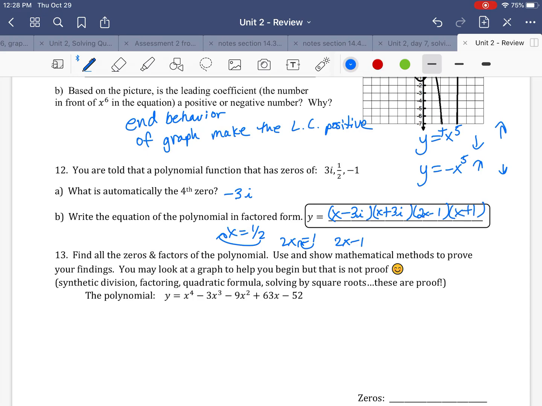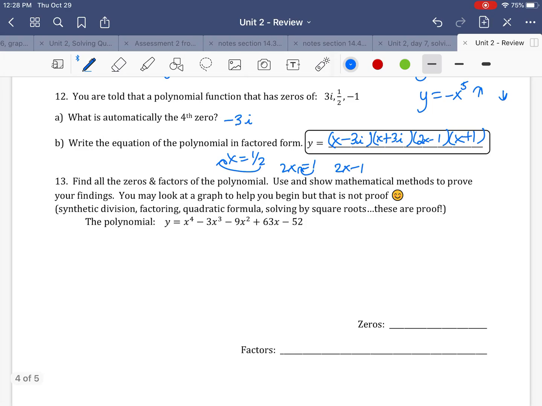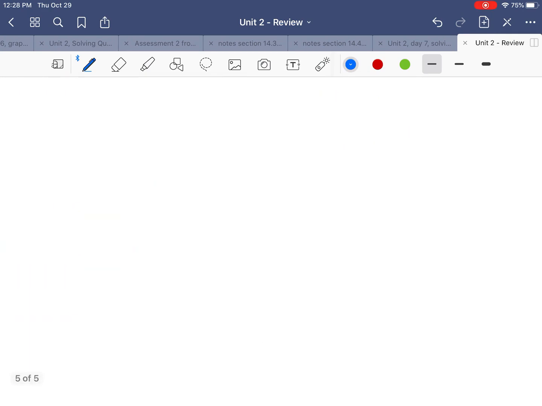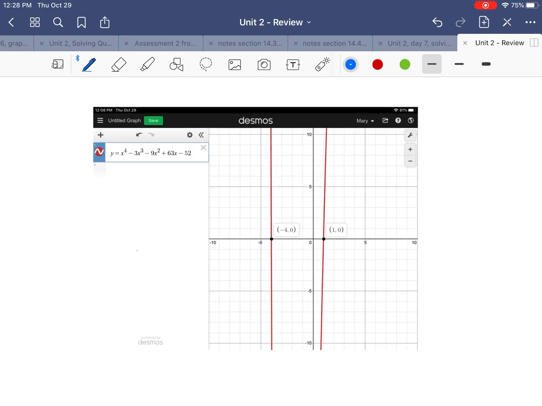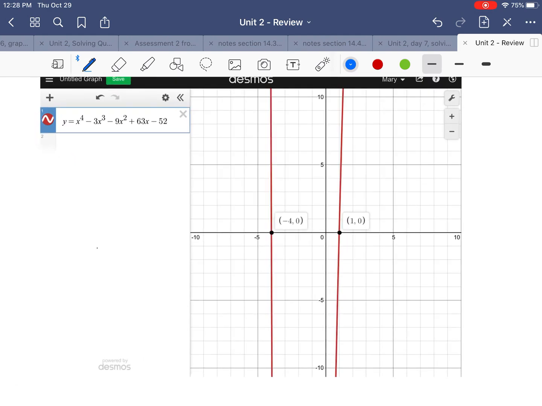Okay, all right, for this last problem here, number 13, you are trying to find all the zeros and all the factors and everything, okay? So your first job would be to look at a picture. I would type this into Desmos, look at the picture, to save some time. So I typed this in, you can see, and there's my picture.